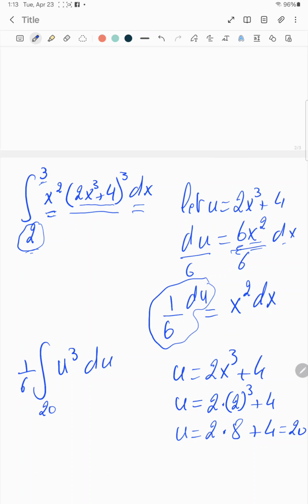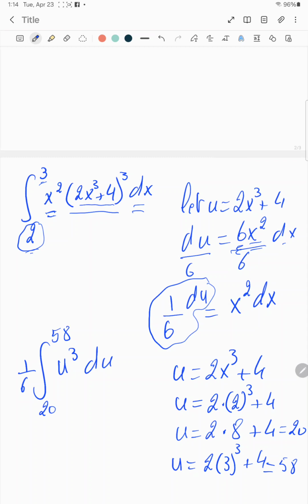And then I take the upper boundary, u equals 3 to the power of 3, plus 4. 3 to the power of 3 is 27, and let's do the calculation on the calculator: 27 times 2 equals 54, plus 4, which is equal to 58. So my boundary becomes between 20 and 58 now.